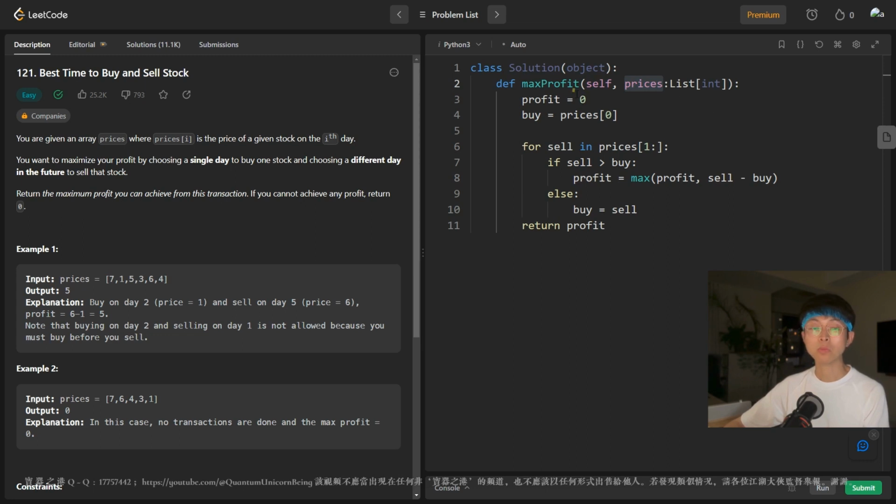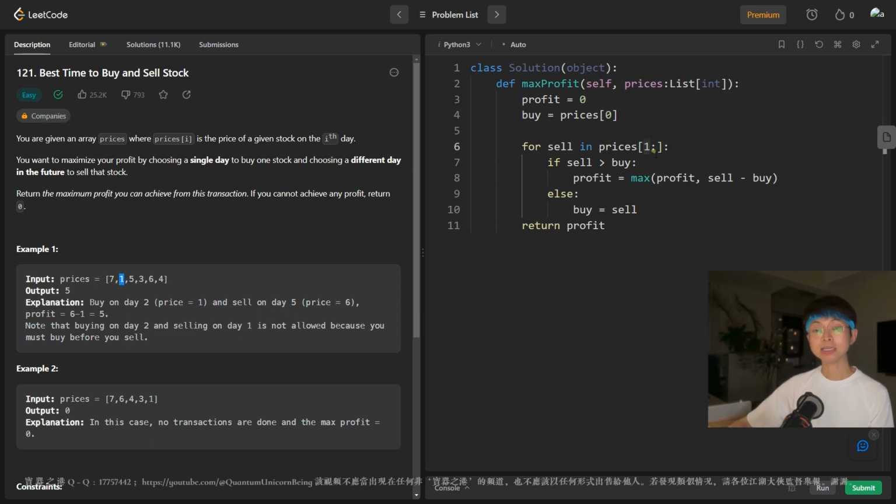Profit equals 0. This line initializes a variable profit to 0. It will be used to store the maximum profit. And the next line sets the initial buying price buy to the first element of the prices array. It assumes that the first day is the day of purchase. And for sell in prices[1:]. This line starts a loop that iterates over the prices array, starting from the second element, and it assigns each element to the variable sell.